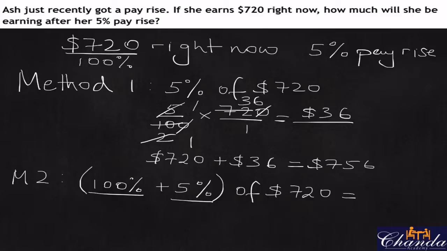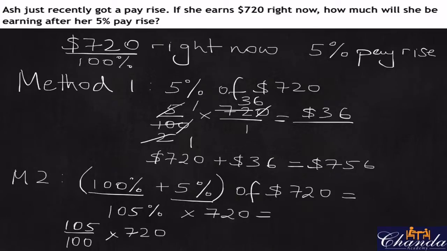So 100% plus 5% gives us 105% times 720, because we know that of just means multiplication. Now 105% is simply 105 over 100 multiplied by 720. Now here the zeros get cancelled out, so we're left with 105 times 72 divided by 10. Now if I was to put this straight into the calculator, I would get an answer of $756.